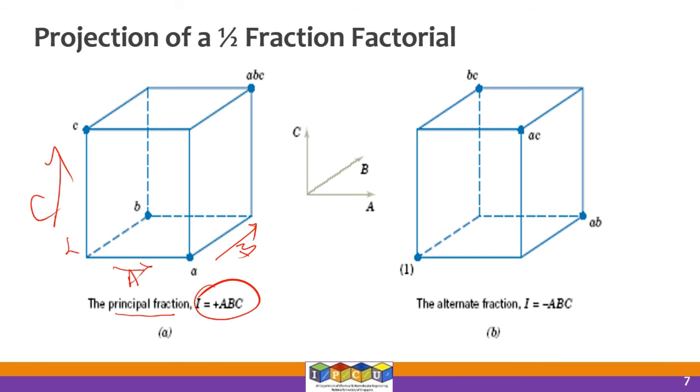So low for factor C, high for factor C, low for factor A, high for factor A, low for factor B, high for factor B, right? So this experiment would be A, this experiment would be B, this experiment would have label C, this will have label ABC. So that is the principal fraction. The other part is called the alternate fraction, right? Where ABC is equal to -1, or you can write it as I is equal to minus ABC.